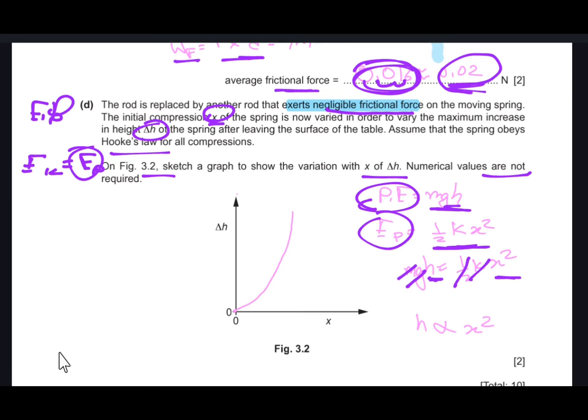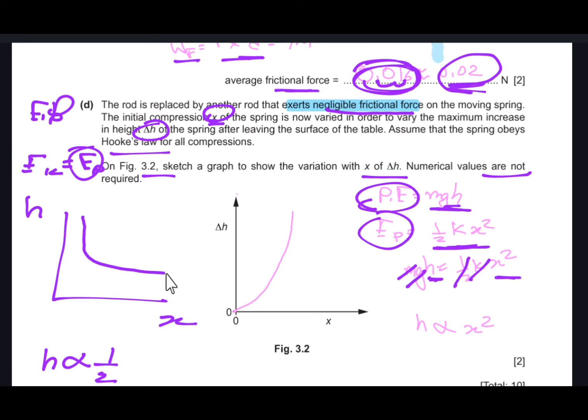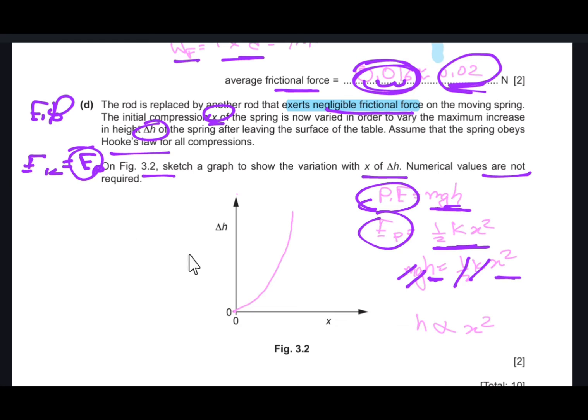And for an inversely proportional graph, suppose that height is inversely proportional to extension, then the graph would look like this: instead of being a straight line, since height is inversely proportional to extension, the graph would be like this, sloping downwards.